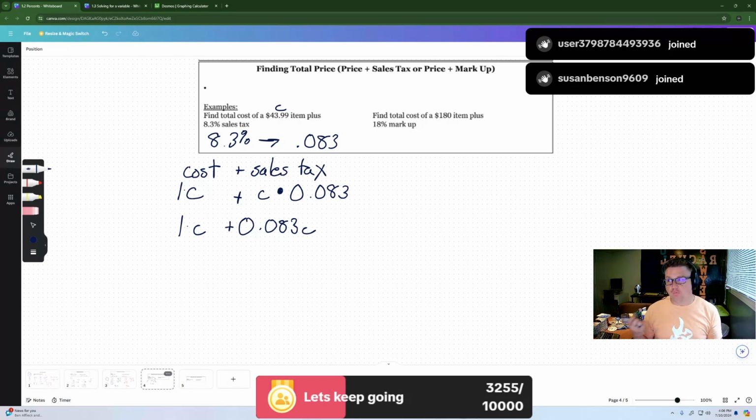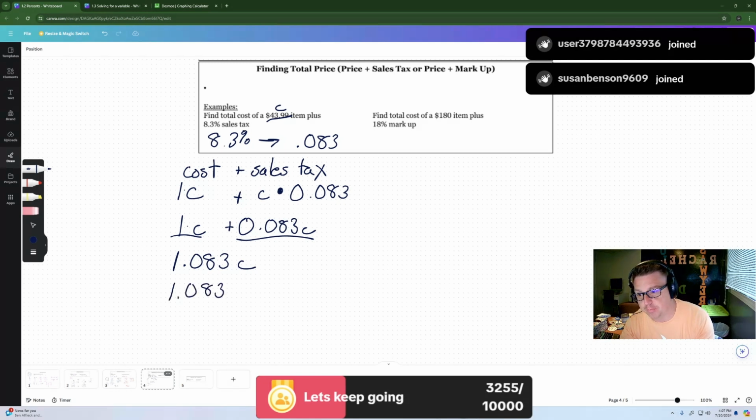Okay, so think about this. Remember going back to our flour problems and combining like terms. Isn't a C, 1C, and a 0.083C the same thing? So really we can do 1.083C. So if we take the cost of this item and times it by our 1.083, we should actually get our final answer just doing one step.